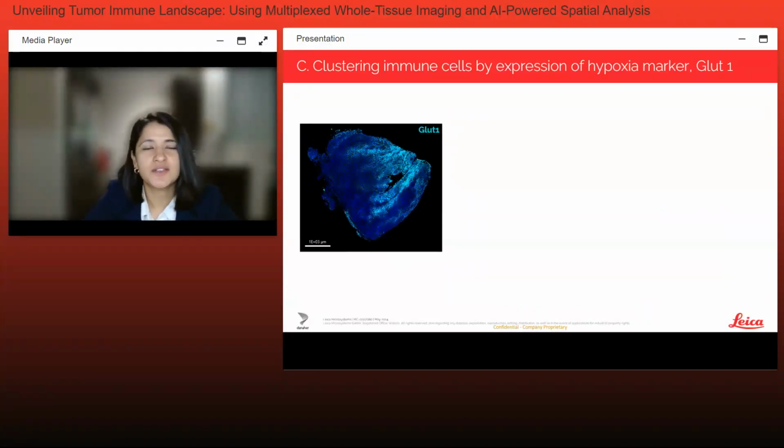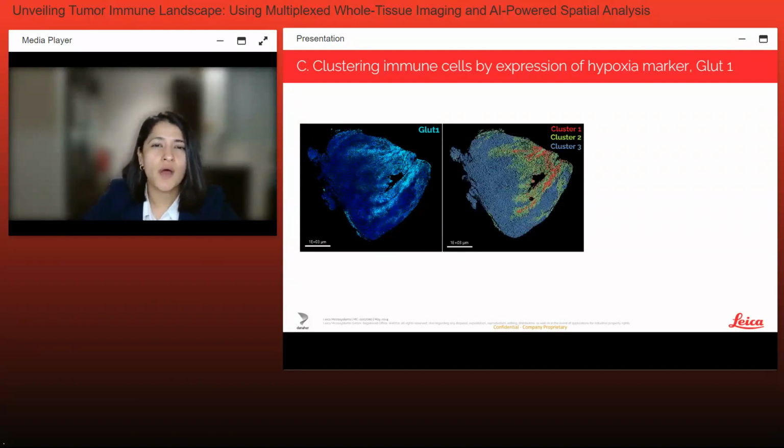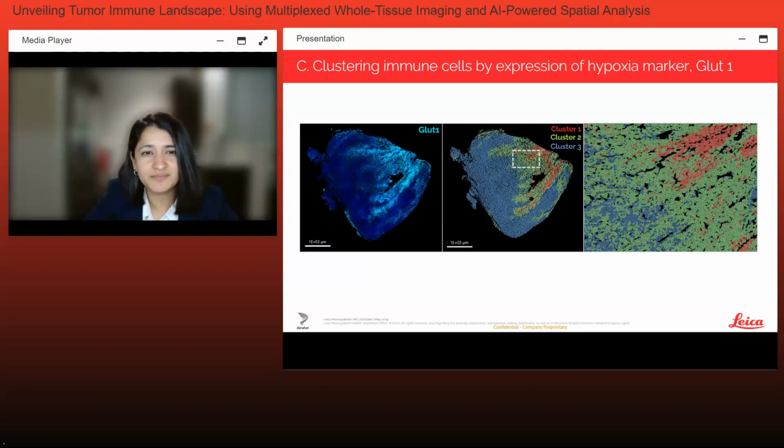Using k-means clustering on Avia software, we clustered cells based on the level of GLUT1 expression in each cell, based on the mean intensity per cell. Here you can see the red, green, and blue colored cells that denote high, medium, and low GLUT1 expression. That's pretty evident from these images.